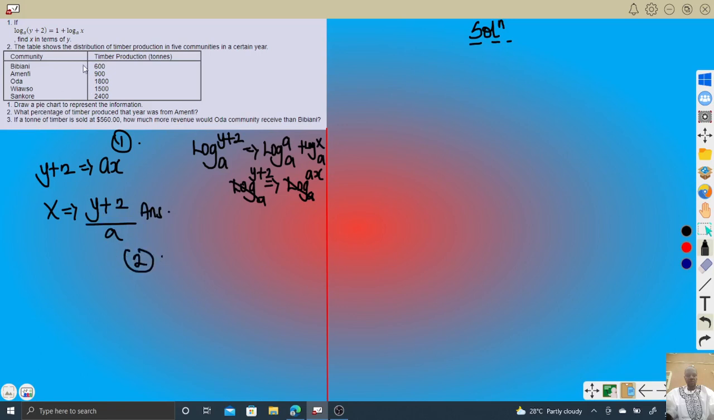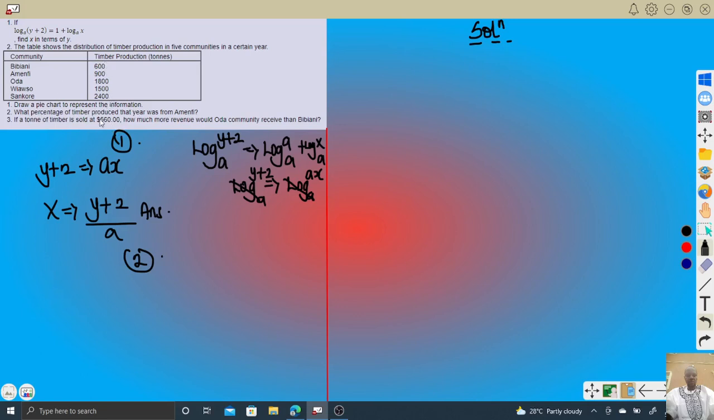We are told the table below shows the distribution of timber production in 5 communities in a certain year. The communities are Bibiani, Amenfi, Oda, Wassa, and Sankore. I hope I pronounced it well. The timber production in tons is 600, 900, 1800, 1500, and 2400 respectively. We have to draw a pie chart to represent this. Pie charts are always in terms of the angle, so you have to show the angle of each of them. I may not show all the values, but I'll do one for you.